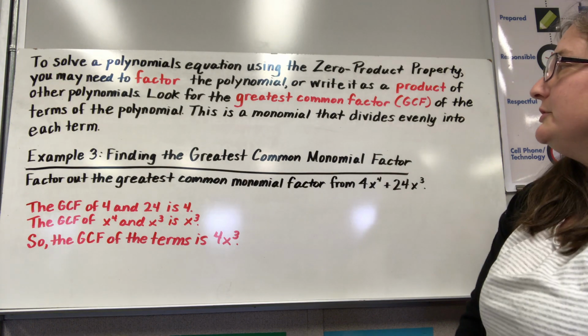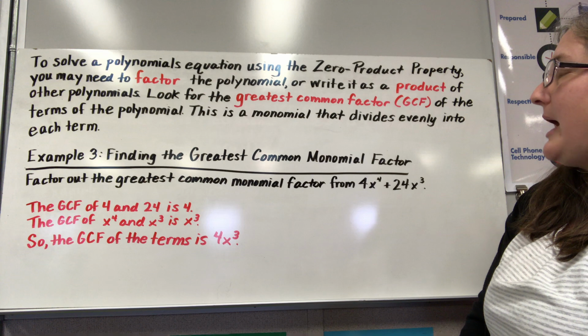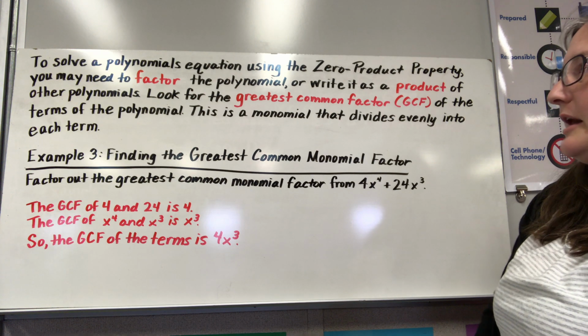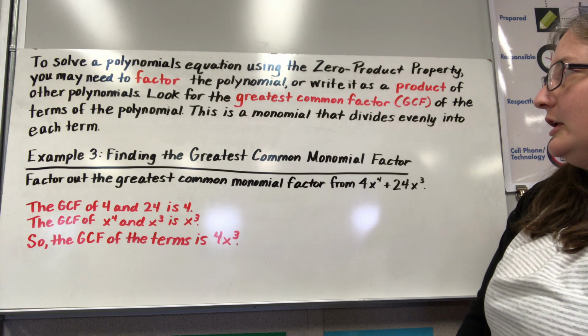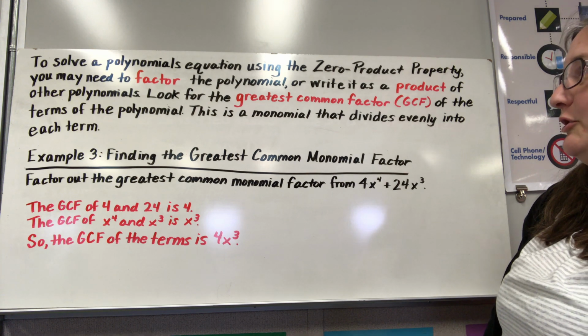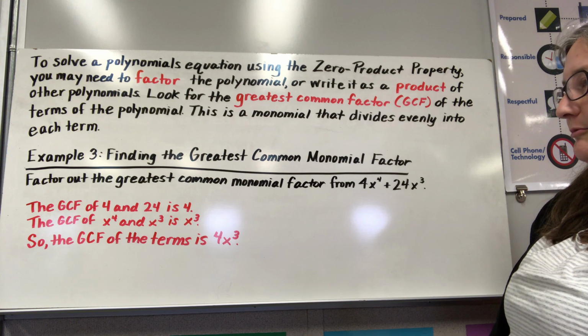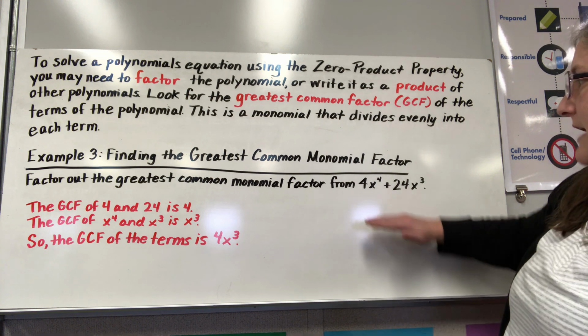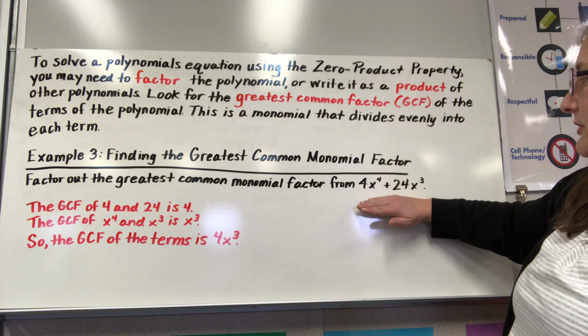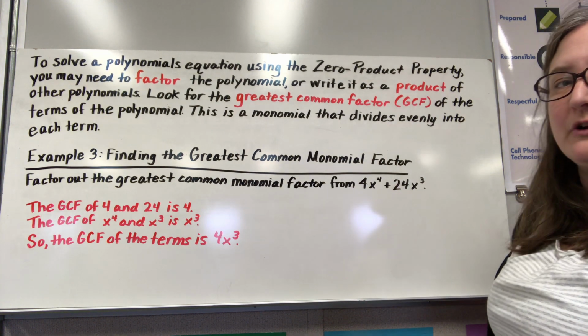To solve a polynomial equation using the zero product property, we may need to factor the polynomial or write it as a product of other polynomials. Look for the greatest common factor of the terms of the polynomial. It will be a monomial that divides evenly into each term. So here we have a problem: 4x to the fourth plus 24x to the third, and we want to write this in factored form.